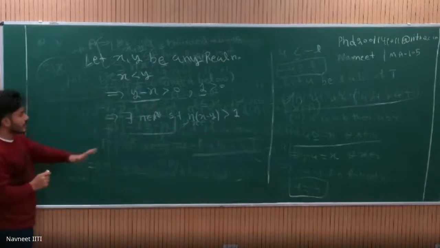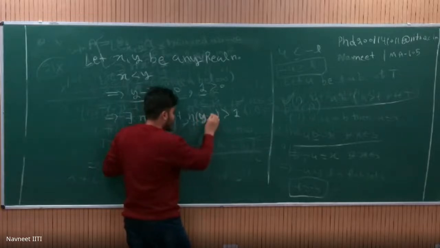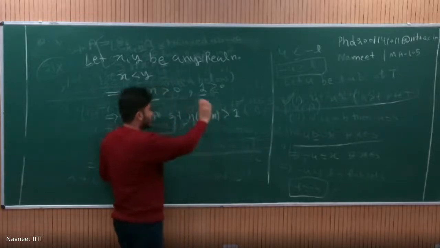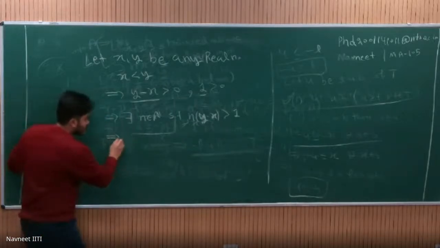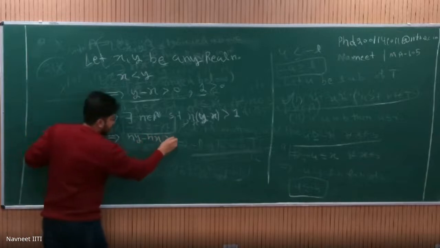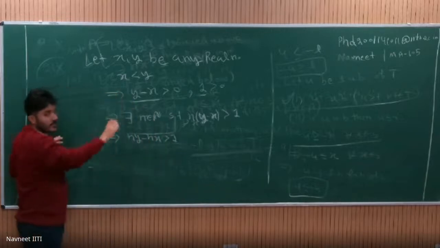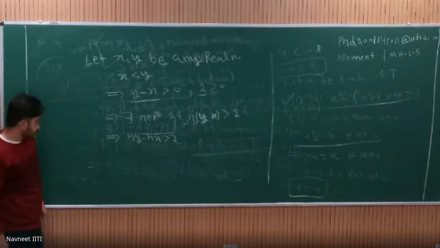Is it clear up to this point? Sorry, y minus x. Yes, thank you. Okay, it's clear now. This means ny minus nx is greater than 1.